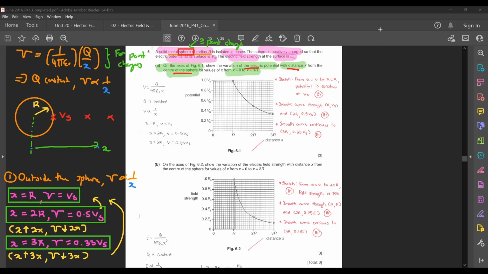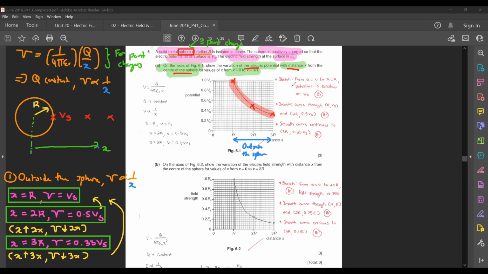Okay, which should be indicated here, here, and here. Then after that, you will need to join those lines together. All right. But you see here, you really only consider outside the sphere. You go from R to 3R. This is outside the sphere.